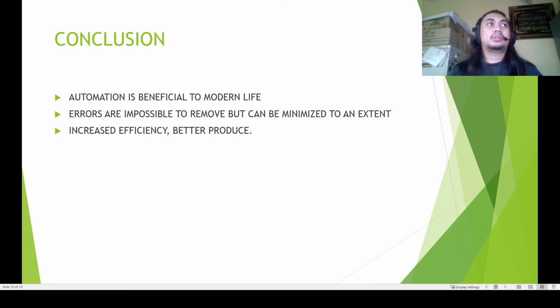But of course, when it comes to automation, regardless, errors are always there. It's almost impossible to get rid of them. However, they can be minimized to a certain degree. We can minimize error to a point that it is minuscule, but it's still there. But yeah, at the same time, if we can increase the efficiency of our production lines, our production line yields more results and better produce.